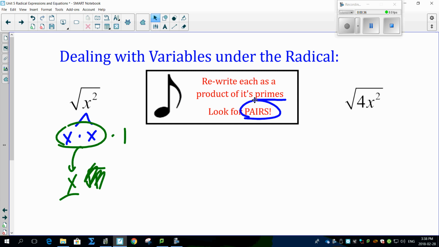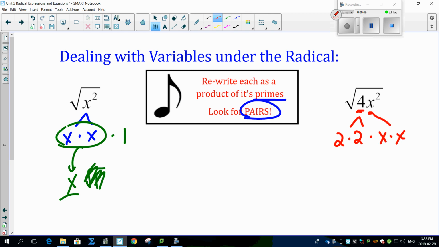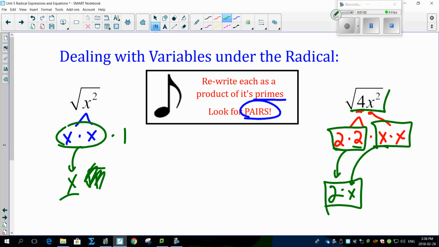Look again when I have something with a number and a variable in this. Same as before. You know that that's 2 times 2. You know that this is x times x. 2 times 2, there's your pair. Pull one representative out. X times x, there's your pair. Pull the representative out. There's nothing left. So your answer, the square root of 4x squared, is just plain old 2x. That's how it works.